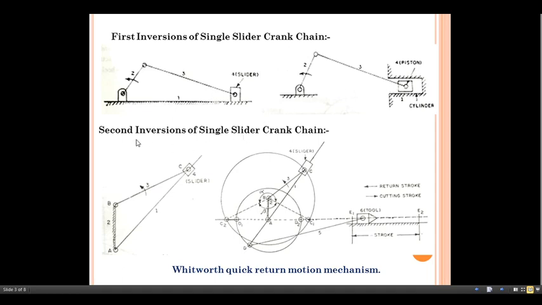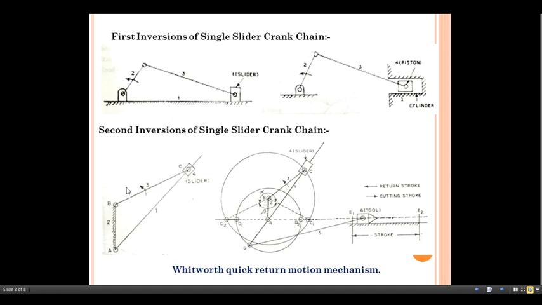So let us start with the second inversion of single slider crank chain. In this case, whenever link number 2 is fixed, this becomes the second inversion of single slider crank chain. Now see this one. In this case, when link number 2 of this mechanism is fixed, the second inversion of single slider crank chain is obtained.